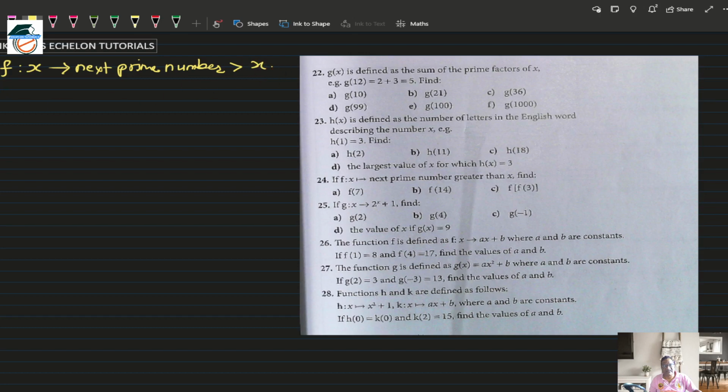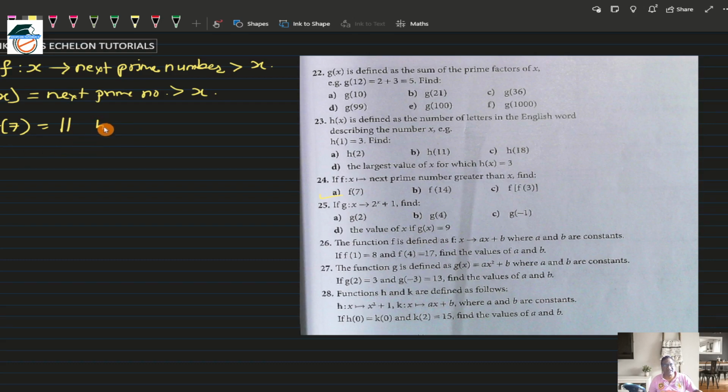Okay, so this notation can be written this way also. f of x is equal to the next prime number greater than x. Going by this definition, let us go for part A, f of 7. Now you can see that x is 7, which is a prime number. So which is the next prime number after 7? Not even 9. 7, 8 is not a prime number, 9 is not a prime number, 10 is not a prime number. The next one is 11. So f of 7 has to be 11. So that's the answer.